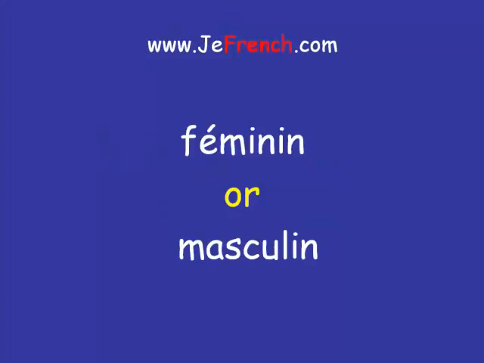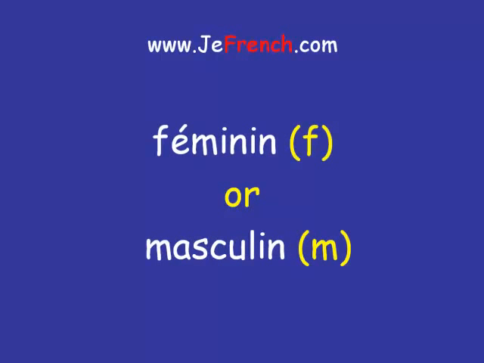Every noun in French is either féminin or masculin, feminine or masculine, female or male. It's a grammatical gender. Usually in dictionaries, you'll see it symbolized by a little F or a little M in parentheses.